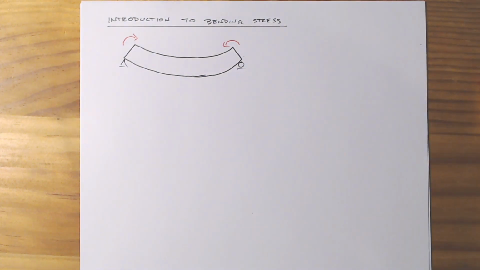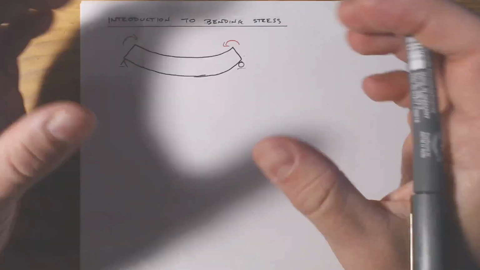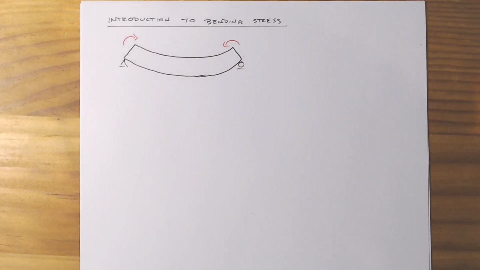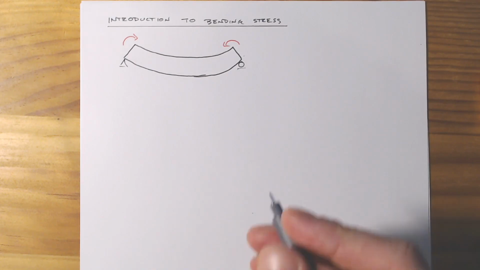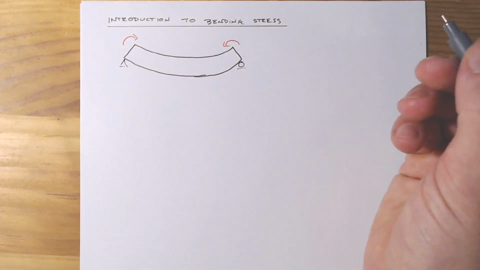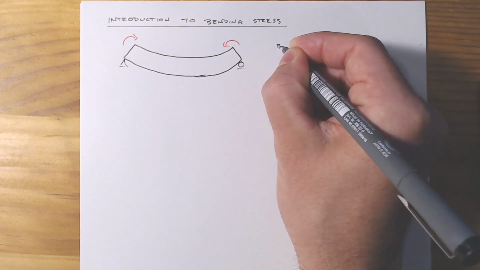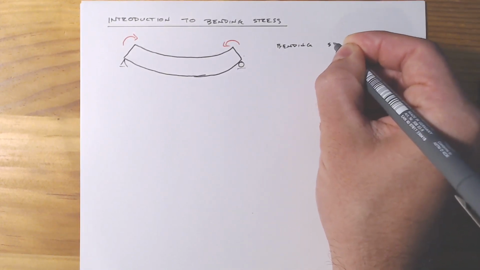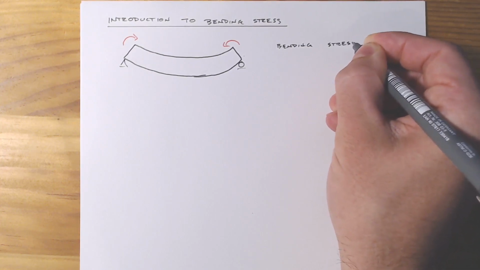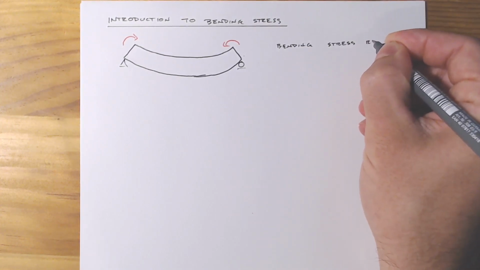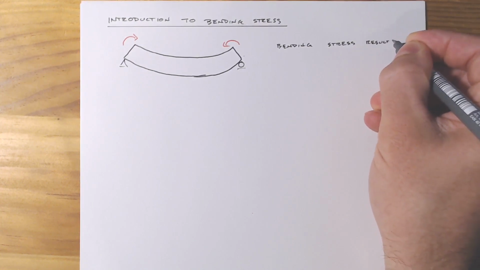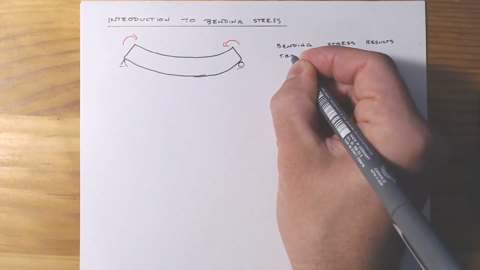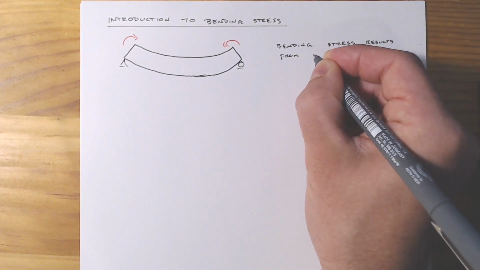So, what I've got here is effectively a beam, and we're applying some moments here at the end on this simply supported beam. And I guess the thing which is probably most important to keep in mind is really that bending stress results from moments. So we'll just write that down. So bending stress results from moments.